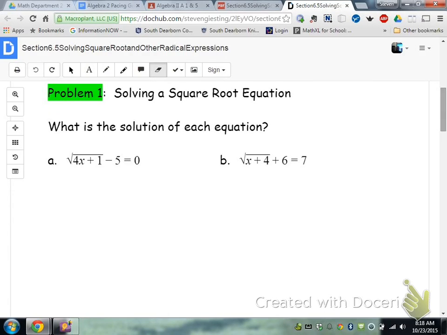So take a look at problem 1. Solving a square root equation. The square root of 4x plus 1 minus 5 equals 0. So the first thing we want to do is isolate the radical. So we want to get rid of everything, in this case on the left side, that's outside the radical. So what has to go away? How are we going to get rid of the 5? So we will add 5 to both sides, is correct.